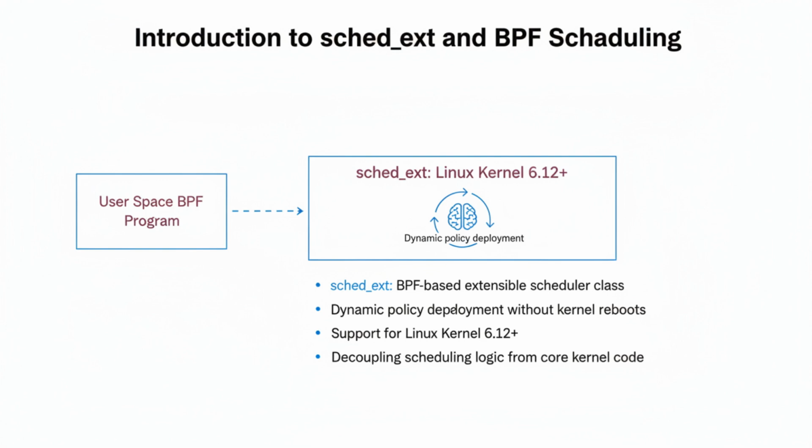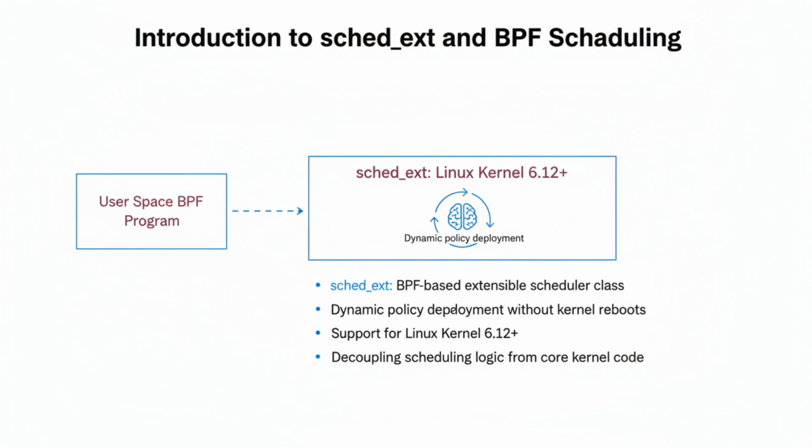Welcome to this deep dive into the next generation of Linux kernel scheduling. Traditionally, the Completely Fair Scheduler, CFS, and now eBPF have dominated the landscape, but they are often difficult to modify for specific hyperscale workloads. Enter SchedExt, a Linux scheduler class that allows us to implement scheduling logic in BPF. This framework, merged into the 6.12 kernel, enables rapid prototyping and deployment of scheduling policies without rebooting the system.